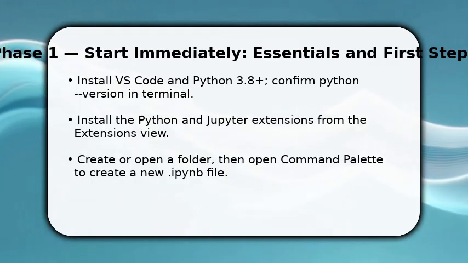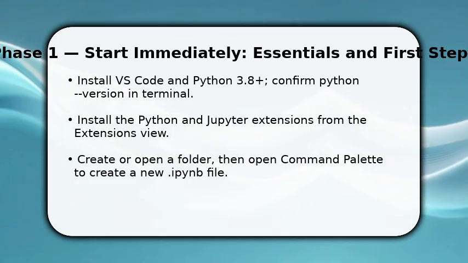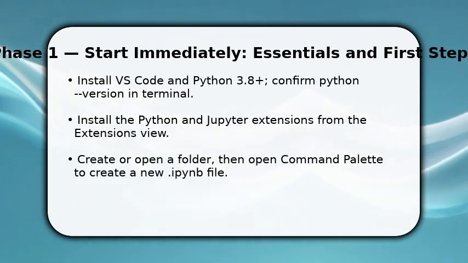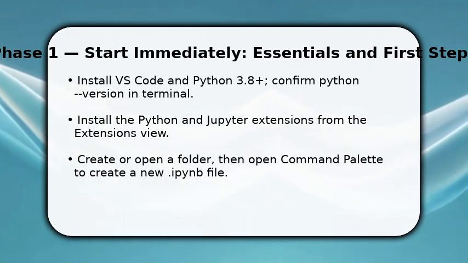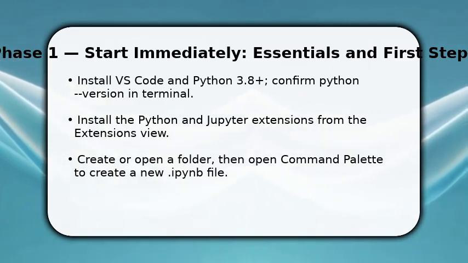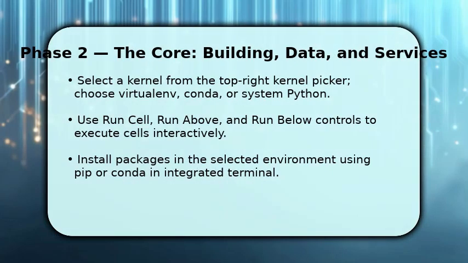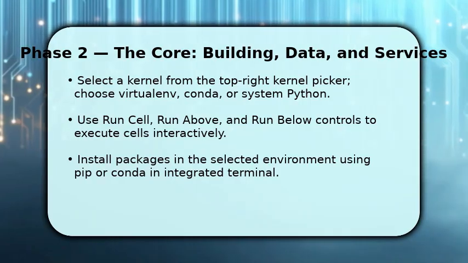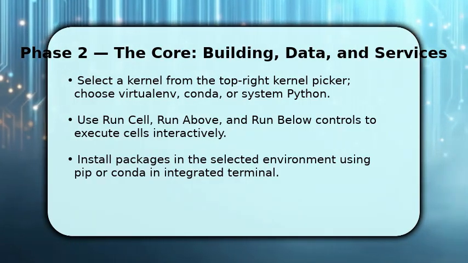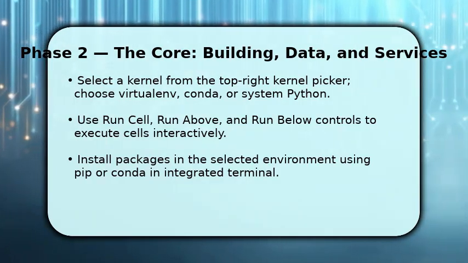Next, open or create a project folder and use the Command Palette to create a new Jupyter Notebook file, .ipynb. This gets you a notebook document and the kernel selector at the top so you can connect code cells to an environment immediately. Now pick the correct kernel from the notebook toolbar so your cells run in the intended environment. This is crucial for package access and reproducibility.